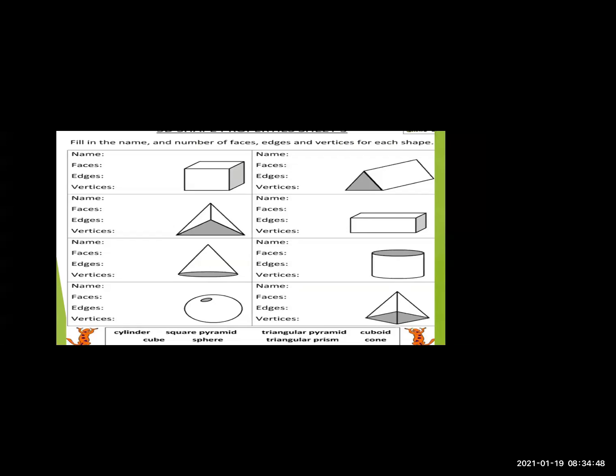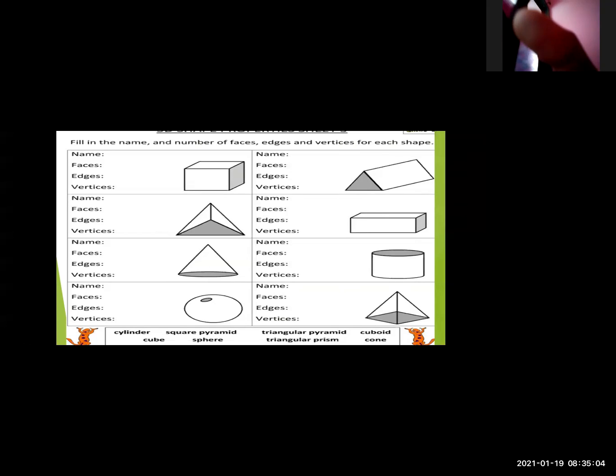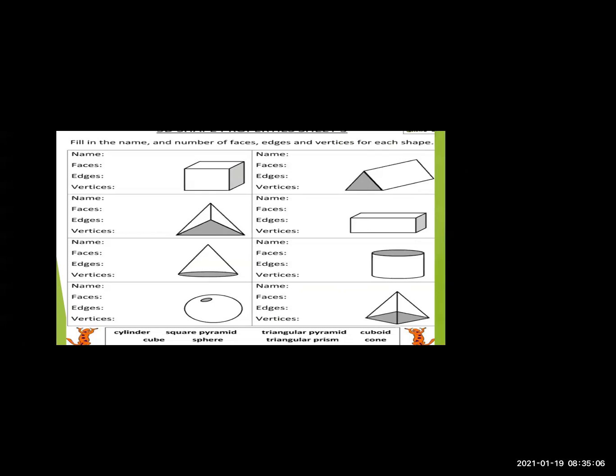Coming to the next one. What is the name of this shape? See here. In this figure there is a coverage of rectangle and there are two bases. So can anyone tell me what is the name of this figure? What is the name of this shape? Triangular prism. Very good. Fantastic.